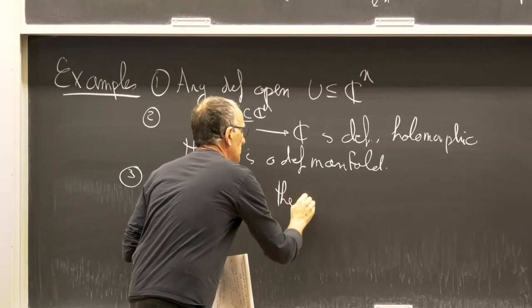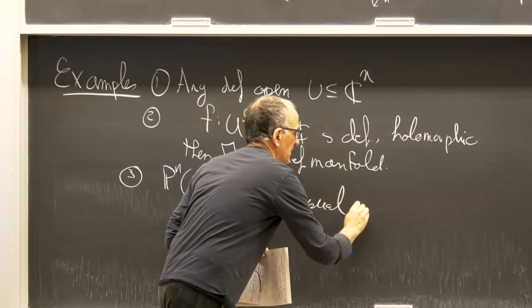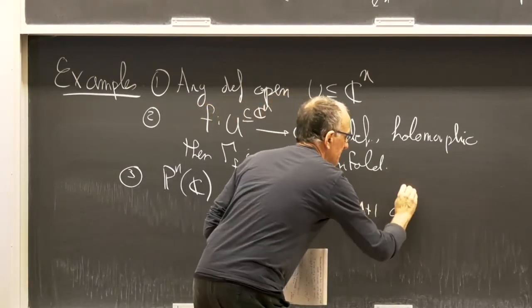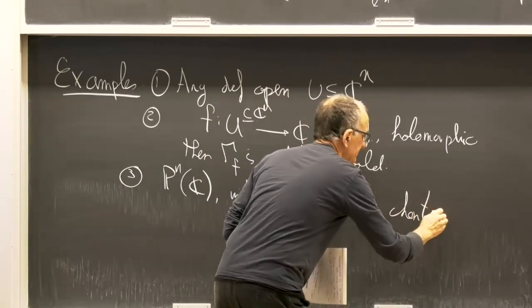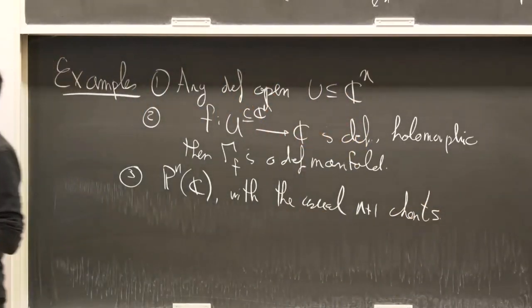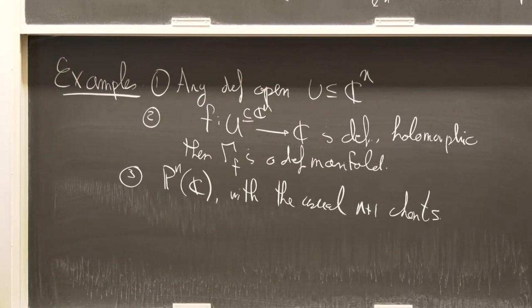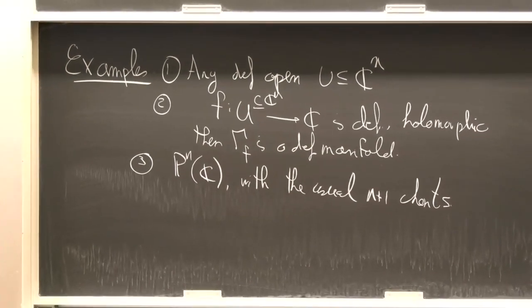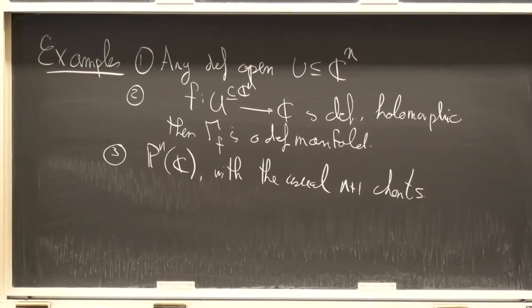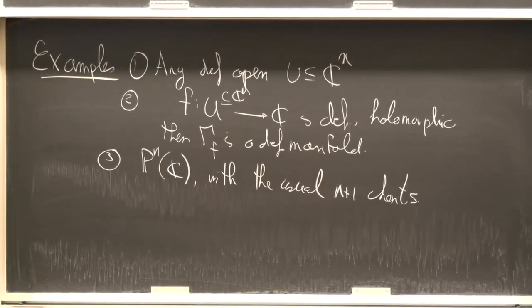The usual n plus one affine charts. Right? And you can use, for example, the fact that we have some definable embedding of P^n(C) into R^k to realize it as a definable set.